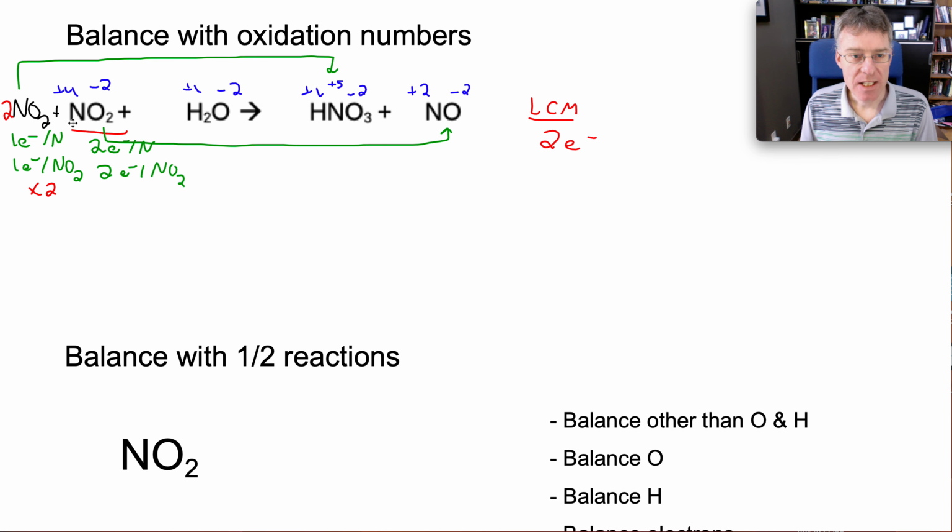Labeling this 2 ways also helps you balance the N. You can kind of follow these 2 N's are going to end up here. So the electron exchange is balanced. Then we're going to do other than O and H. So that's nitrogen. There's 3 in total, but these 2 are going to end up here.